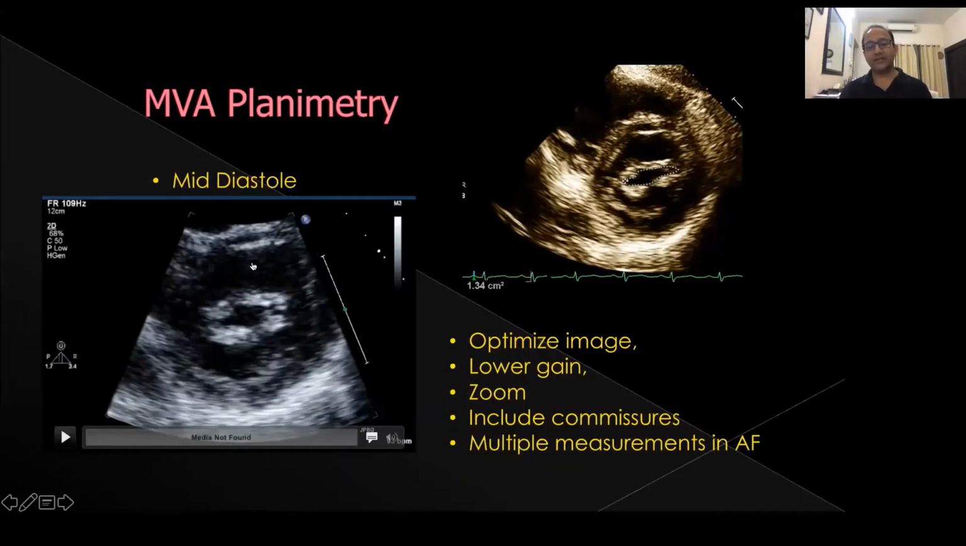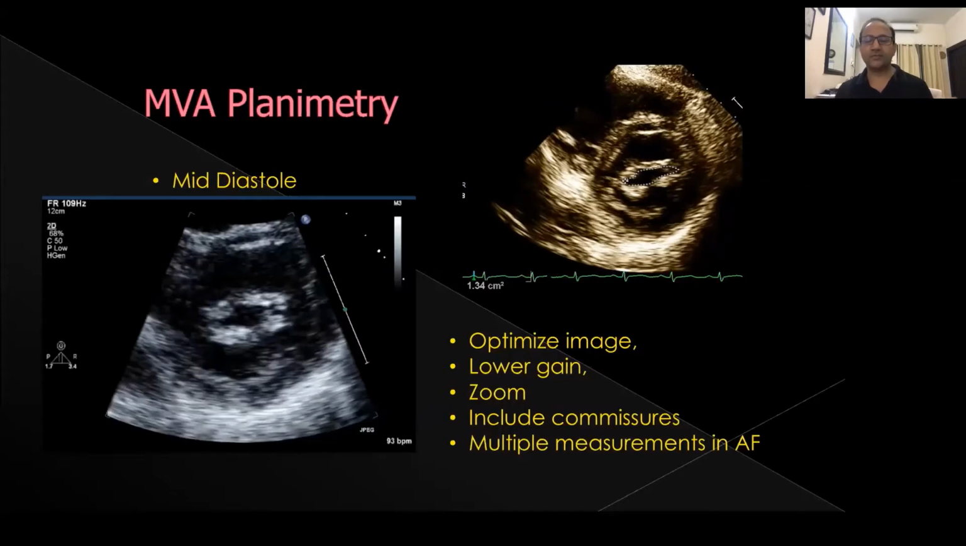And if the patient has atrial fibrillation, the opening will be variable. So you have to take a mean of at least 5 to 10 readings. Most of us take about 5 readings and then average it out.